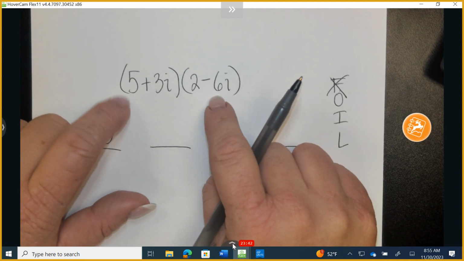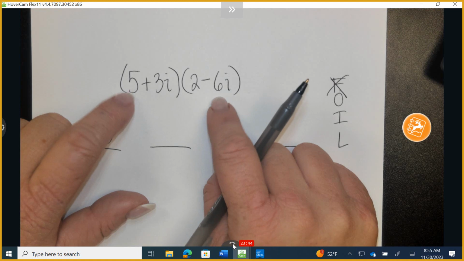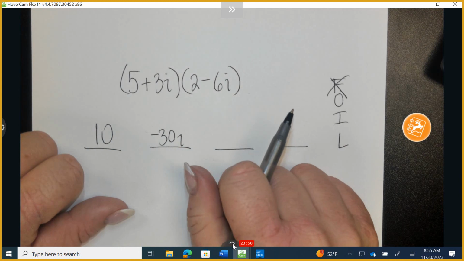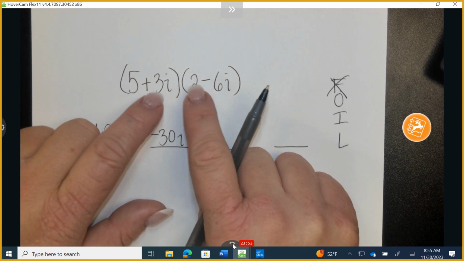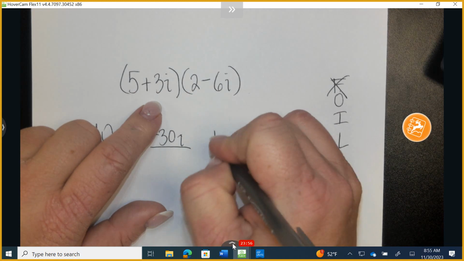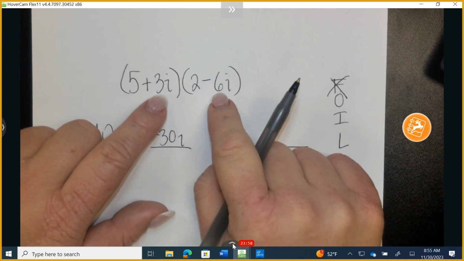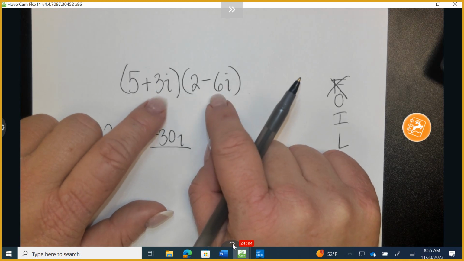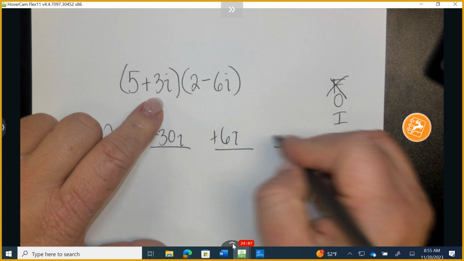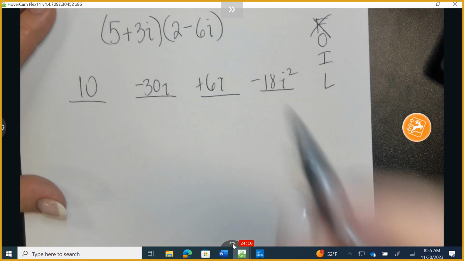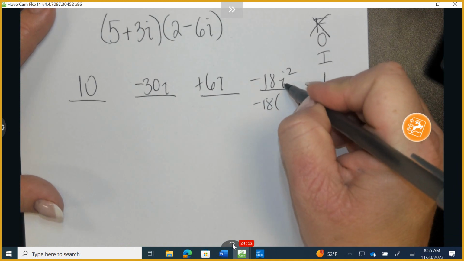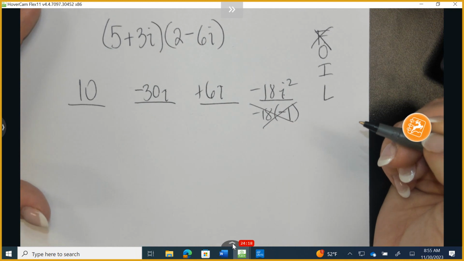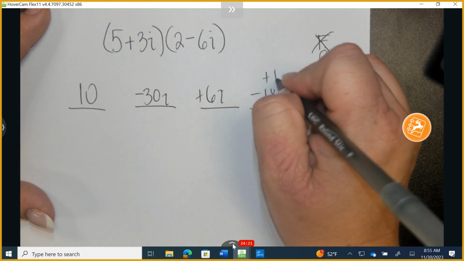Now, here's where kids make a mistake. They forget about the negative. What's 5 times -6? -30. And what else do I have to remember? An i. 3 times 2. And there's an i. The last one. 3 times -6. -18, and there's 2 i's, so i squared. -18i squared. I'm going to go below, and I'm going to write -18, and I'm going to transition i squared into a -1, and I recognize that -18 times -1 is a +18.